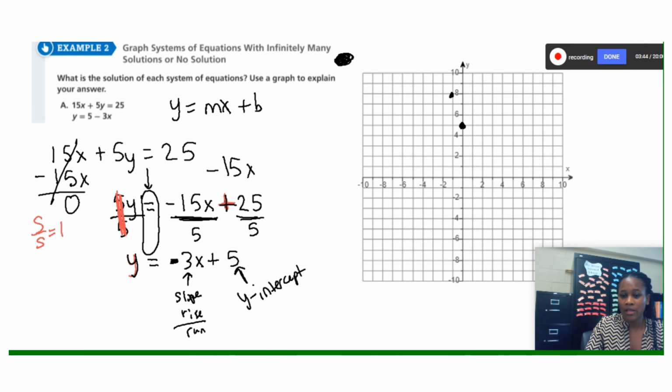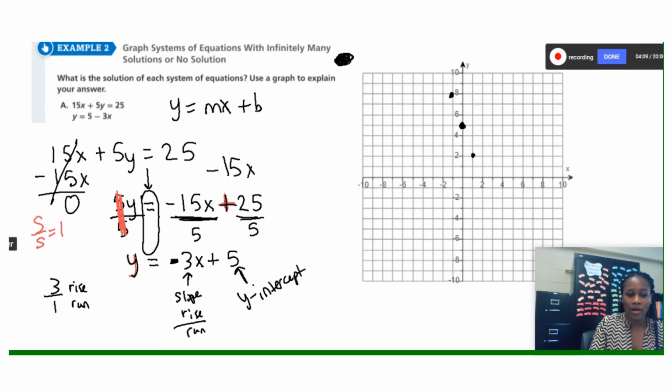Now, why am I rising 3 and running 1? If I want to make 3 a fraction, I would just put it over 1. So once you have your coefficient as a fraction, you can rise and run. Okay? And then I want to go down 1, 2, 3, and run 1. So it doesn't matter, as long as you go in the negative direction, everything will work out.